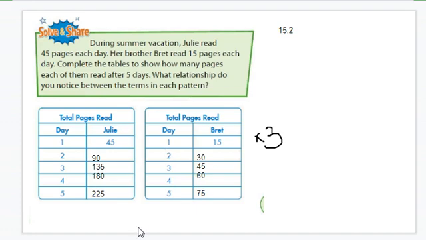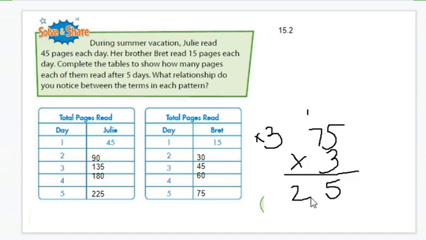Now let's pick any other day. Let's go ahead and pick day 5. Is 75 times 3 225? Let's see. And if it is, then our relationship is that Julie always reads 3 times more than Brett. Yep, and it is. So we've been dealing with addition as the relationship. Now we're dealing with multiplication as the relationship. So Julie reads 3 times more than Brett.